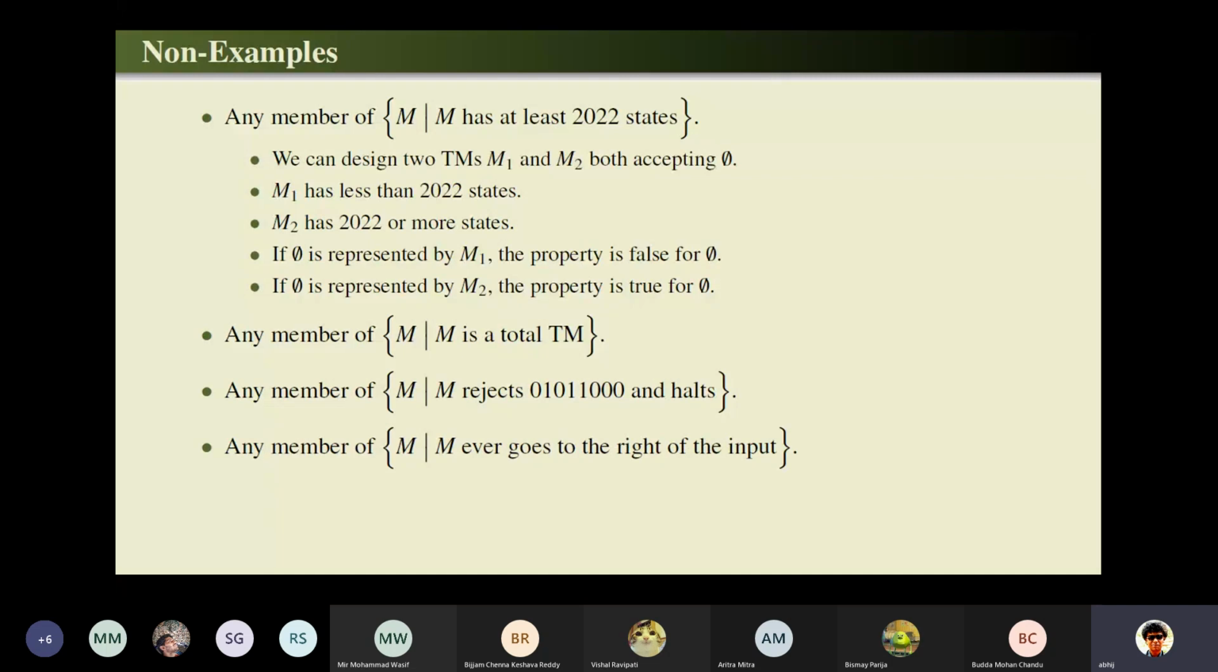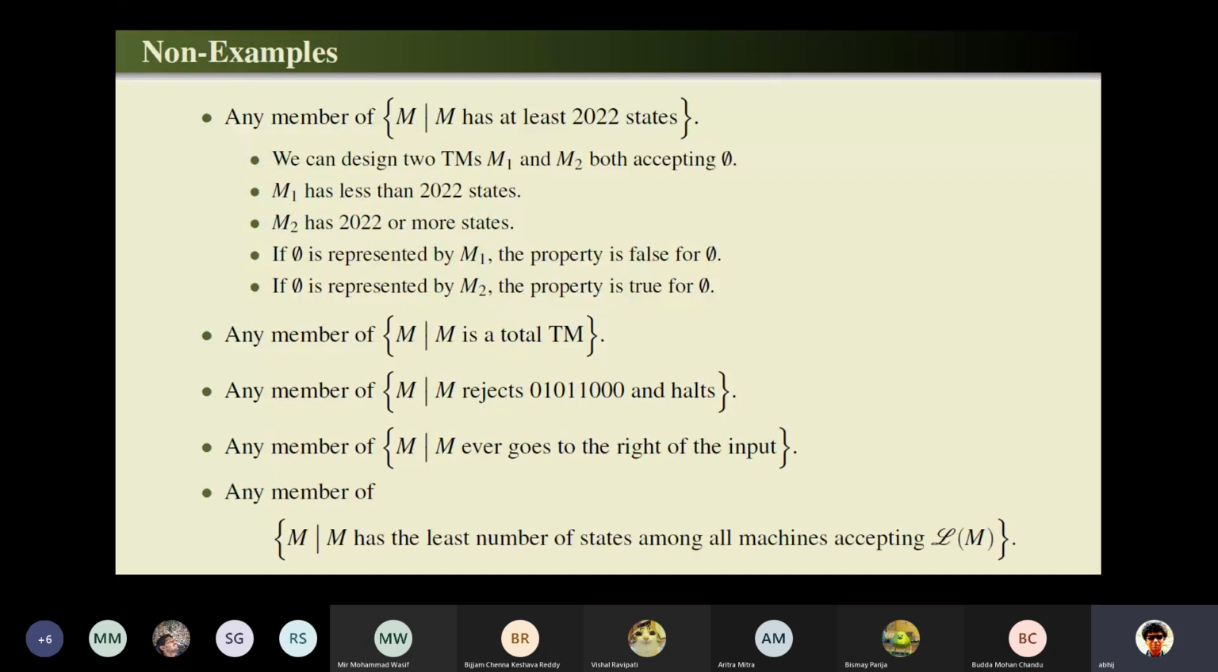Okay, similarly, something like this: M ever goes to the right of the input, and M has the least number of states among all machines accepting L of M. So these are actually certain things associated with Turing machines, not with their languages. And therefore, these are not called properties of RE sets. These are properties of Turing machines.